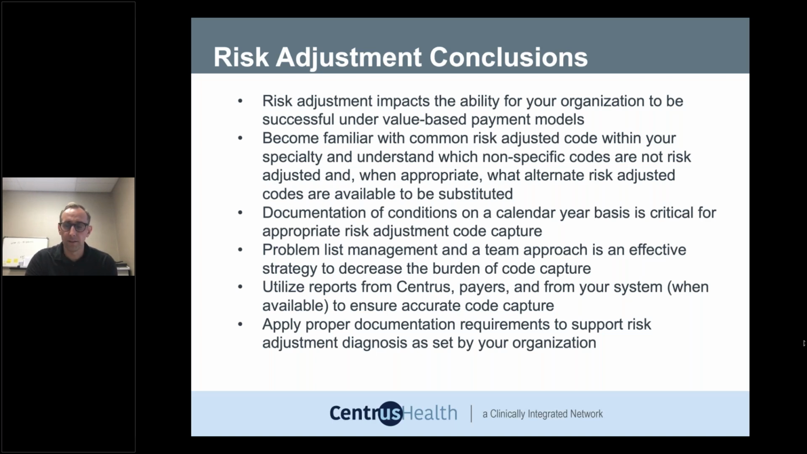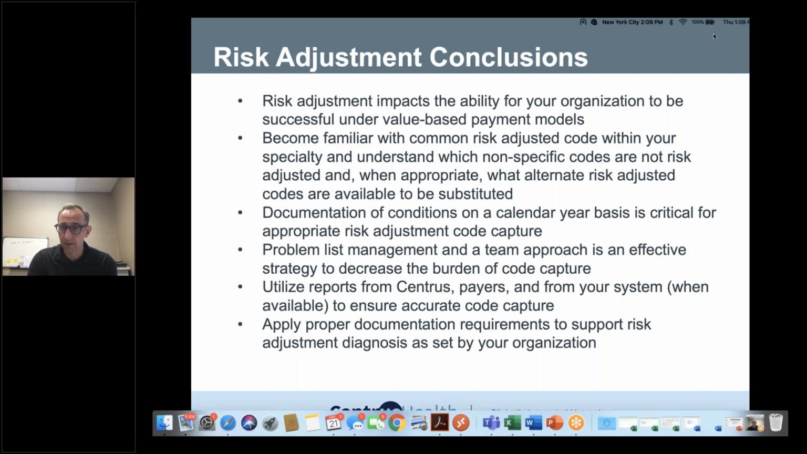Keep in mind that coding in this model needs to happen on a calendar year, so recapturing those codes year after year would be helpful. Managing the problem list is a good pathway to being successful with risk adjustment coding. Any kind of reports from Centris or from payers, oftentimes, especially with Medicare Advantage, or internal reports that are generated within your system, use those and have your staff participate in using those to capture codes on patients that are coming in. And just one more time, emphasizing the importance of having appropriate documentation in place to really support the codes that you have.